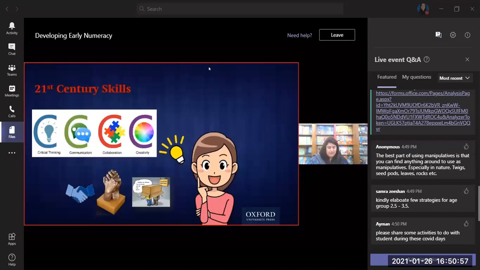Right. So it is important for us to understand that whatever activities we conduct in our sessions, while in class or online, they should be based on 21st century skills. So lots and lots of activities should be focused on developing critical thinking amongst early learners, the idea of children communicating to one another, collaboration, and creativity. So all these skills need to be taught to children.